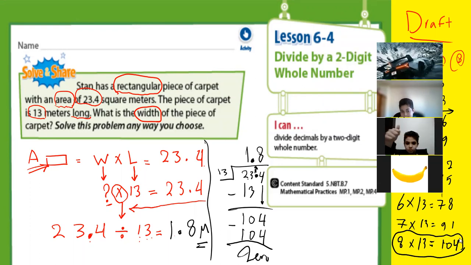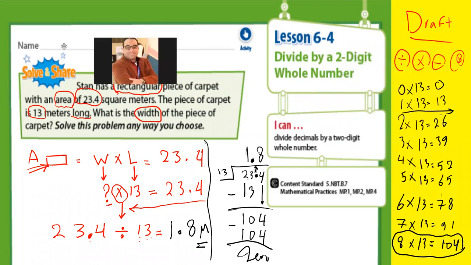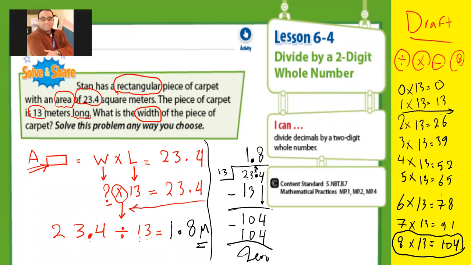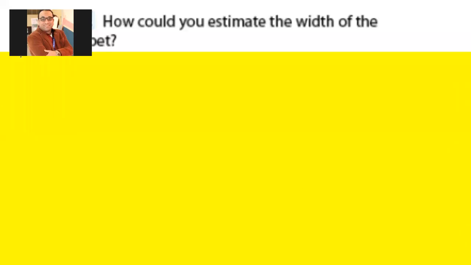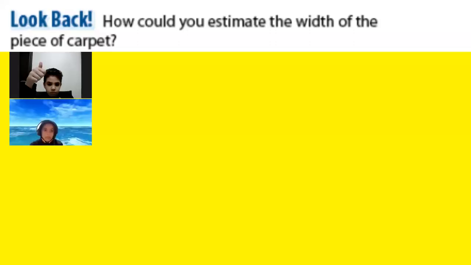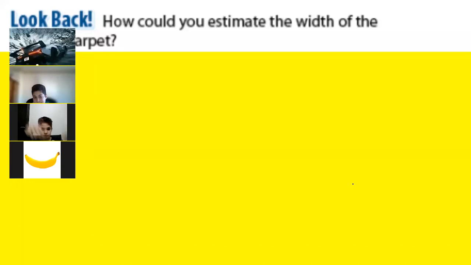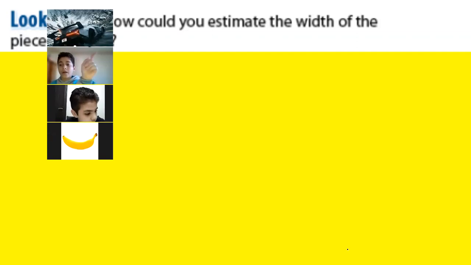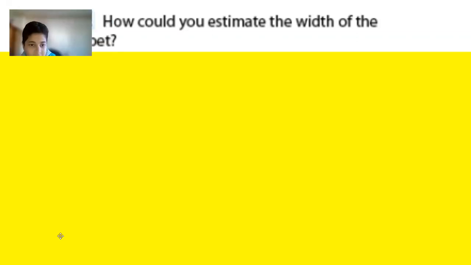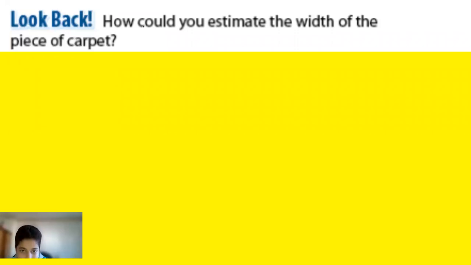You must write these steps. You cannot get it mentally. You can't. Okay. Look back for Ahmed Usama. Hurry up. Where is Ahmed Usama? Put your hand down and close your camera. Look back. How could you estimate the width of the piece of carpet?